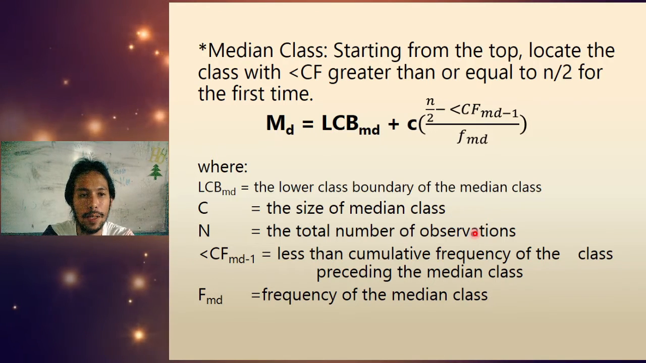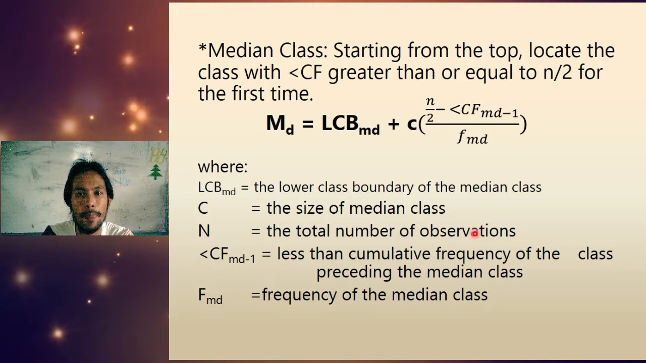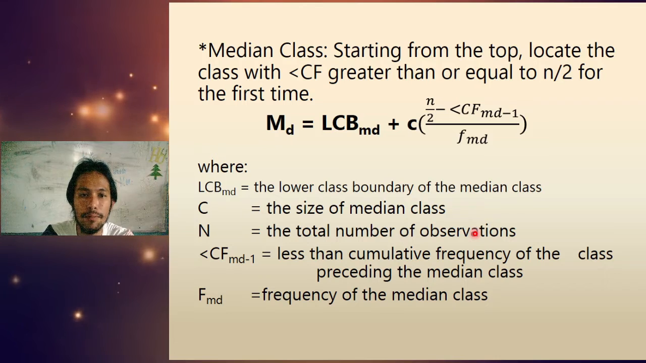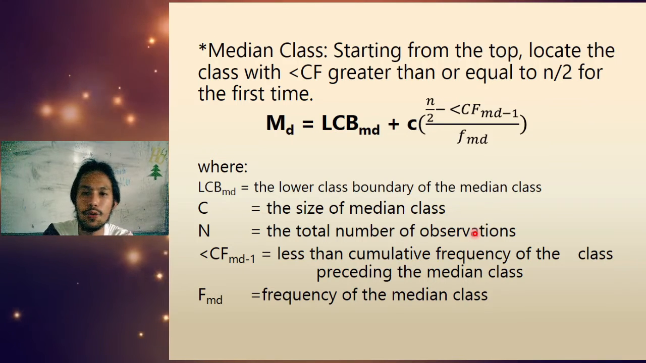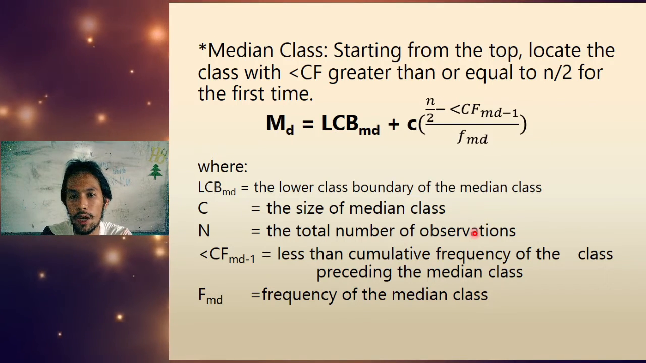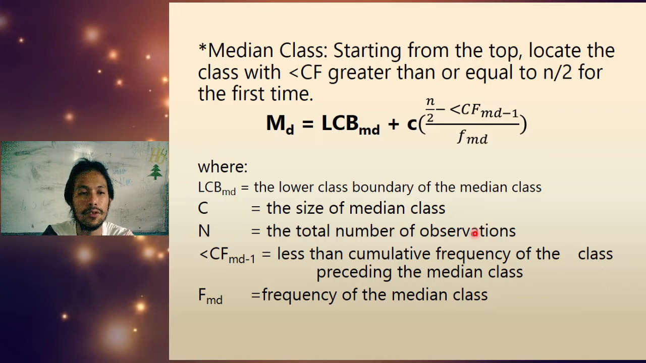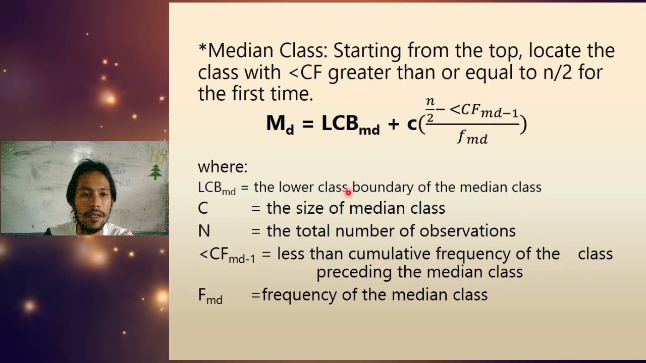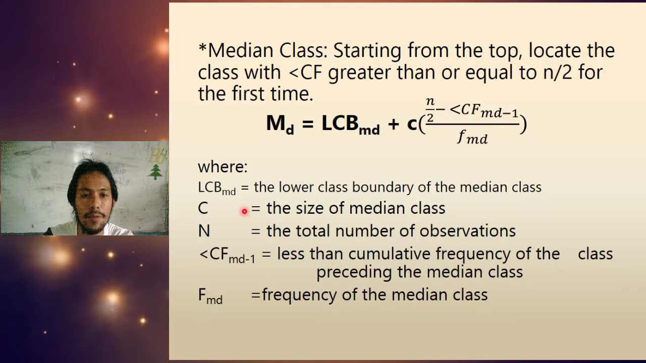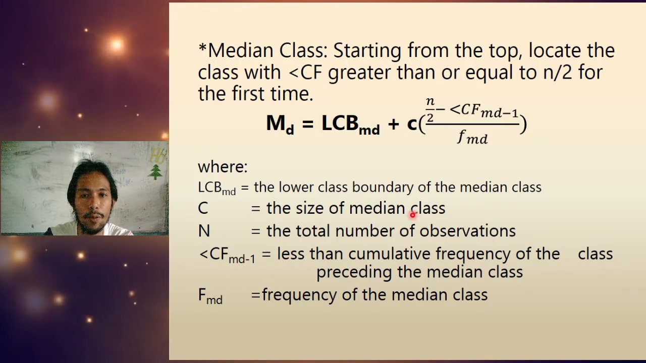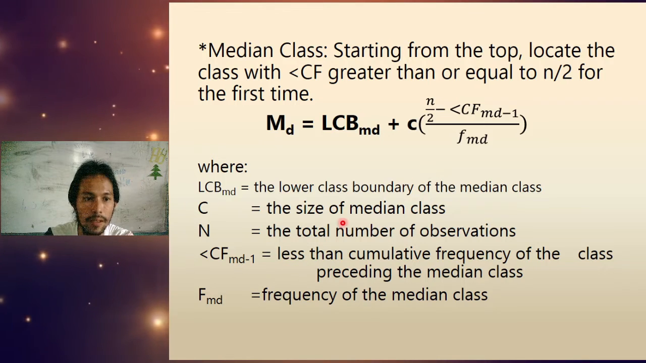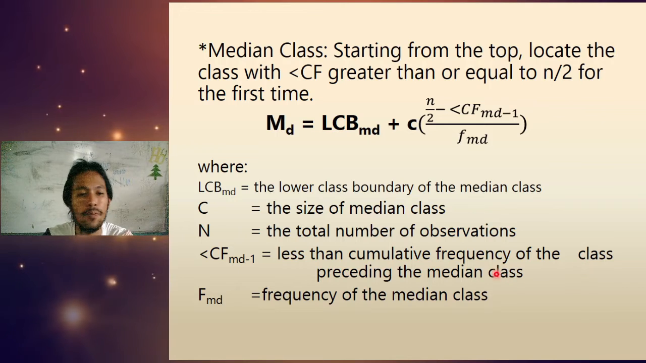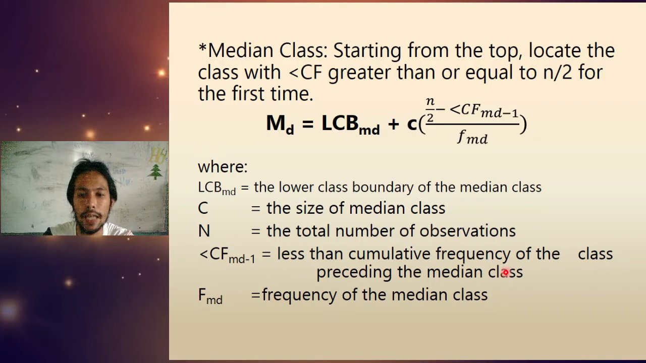This is the formula for approximating the median: m sub d equals LCB of the median class plus c times n over 2 minus CF of the class preceding the median class, over f of the median class. Where LCB is the lower class boundary of the median class, c is the size of the median class, n is the total number of observations, CF is the less than cumulative frequency of the class preceding the median class, and f is the frequency of the median class.